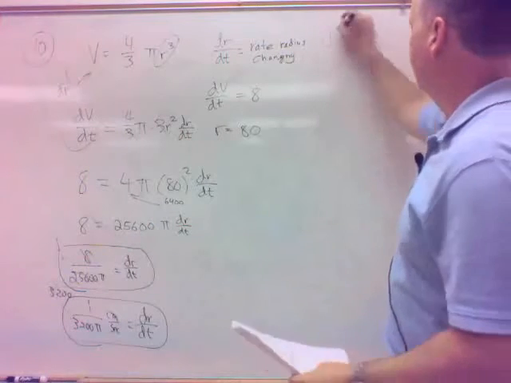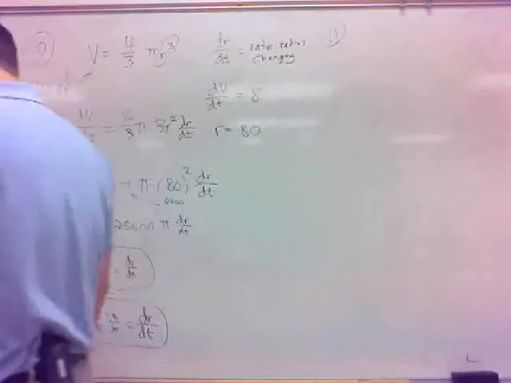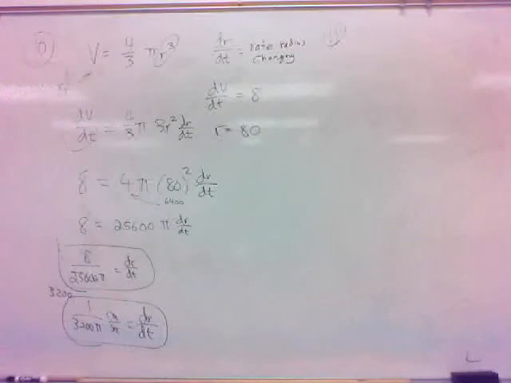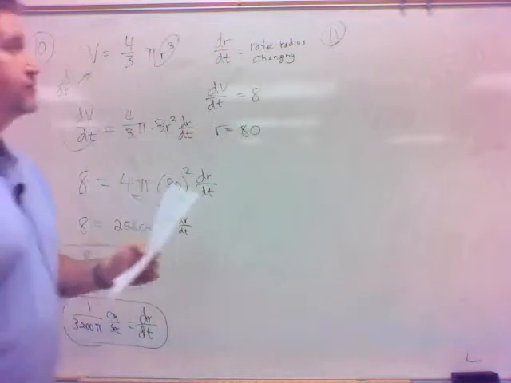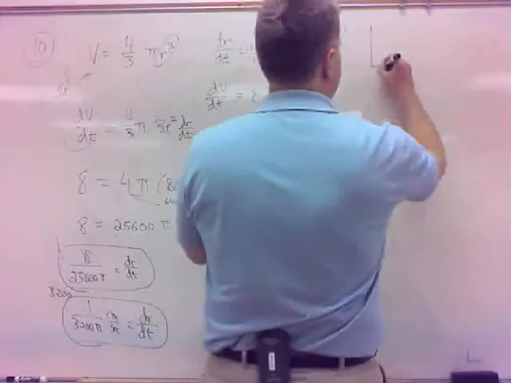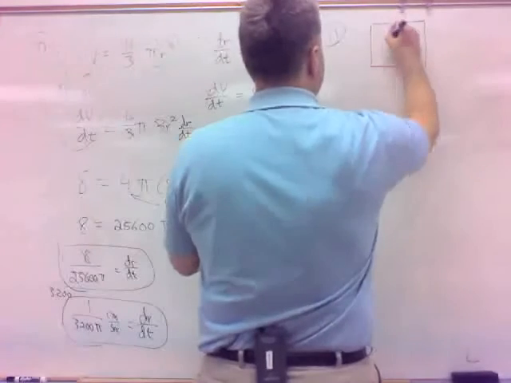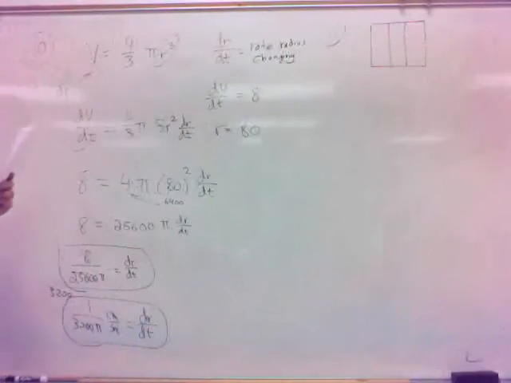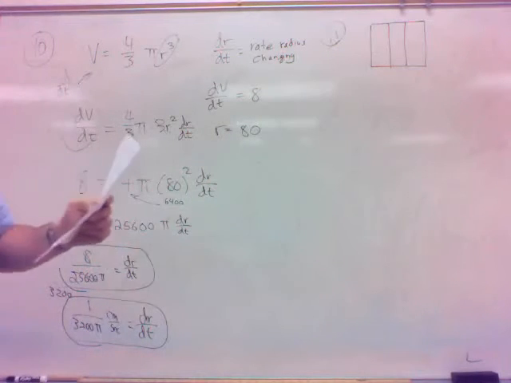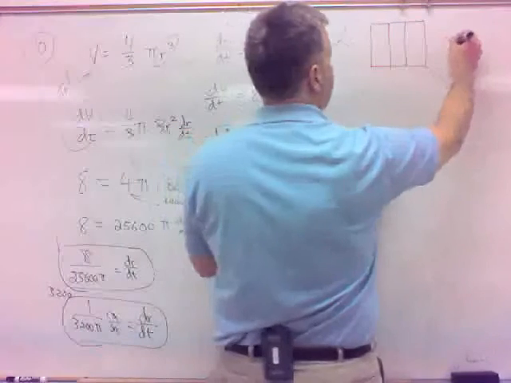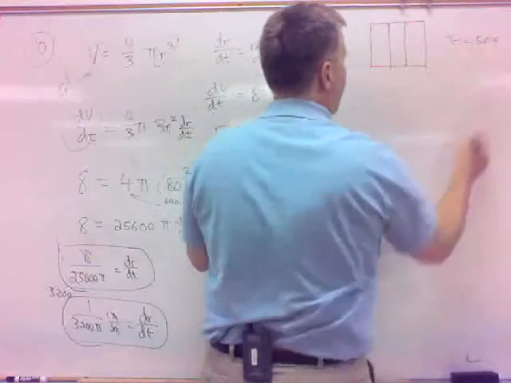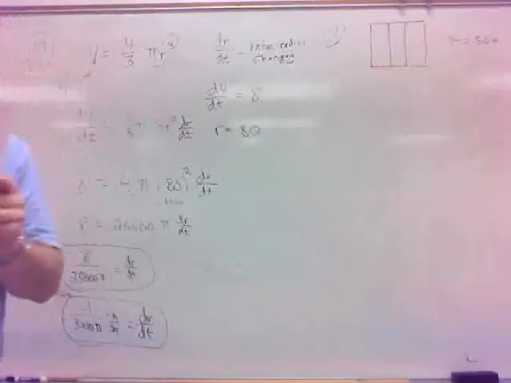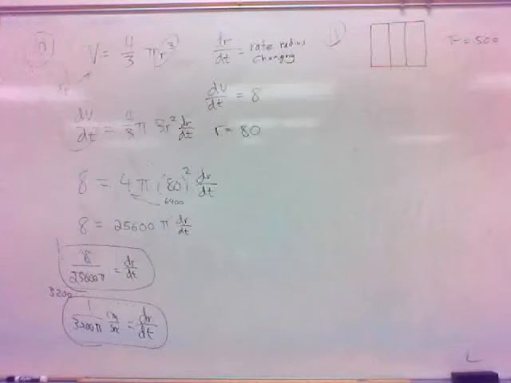All right, 2 more and we're all done here. A farmer with 500 feet of fencing wants to enclose a rectangular area divided into 3 pens as shown. What are the dimensions that would make the largest area? All right, so we know that the fencing we've got is 500. We want to make the largest total area that we can.